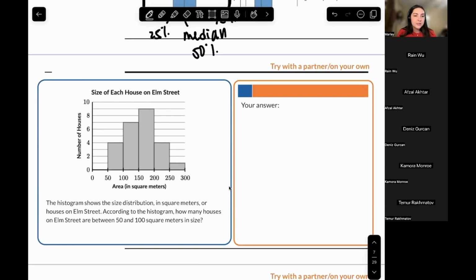All right. Here's an example of data representation using histograms. It shows the size distribution in square meters of houses on Elm Street. According to the histogram, how many houses on Elm Street are between 50 and 100 square meters in size? Once you guys have an answer, you can direct message it to me in the chat box, and then we'll talk about it.